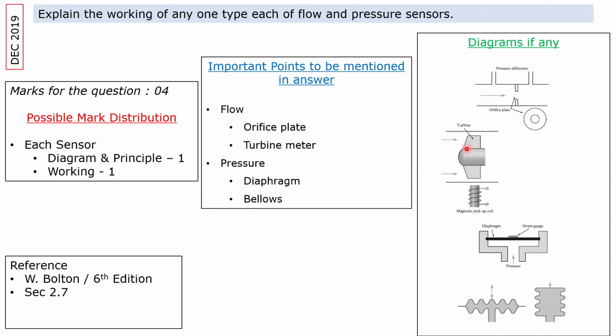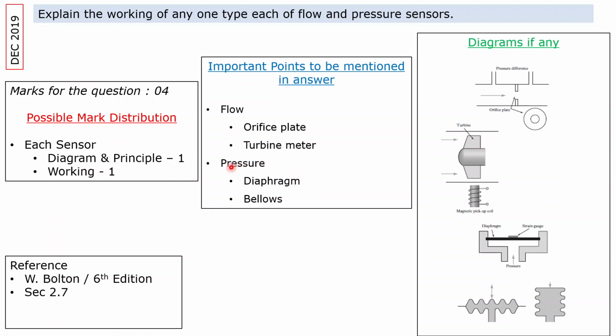The turbine meter is very simple. If the flow is happening through this particular pipe, and if you are inserting a turbine meter here with a multi-blade rotor, then with respect to the flow rate, the angular velocity of this particular turbine will vary. So if you have a high velocity flow, then the angular velocity will be more for this turbine rotor. With respect to that, we have a magnetic pickup coil which gives the EMF with respect to the rotation of this turbine meter.